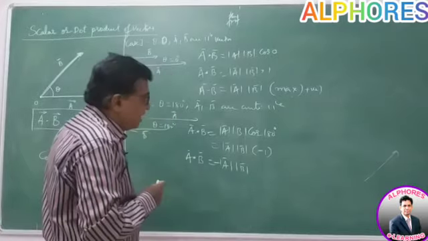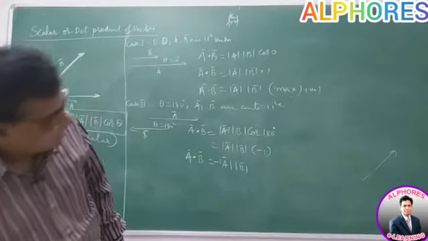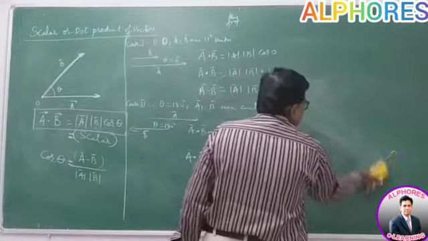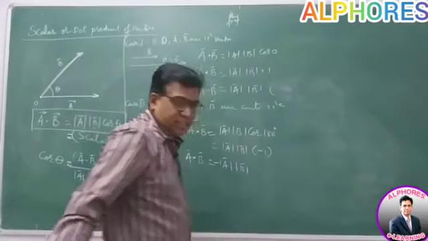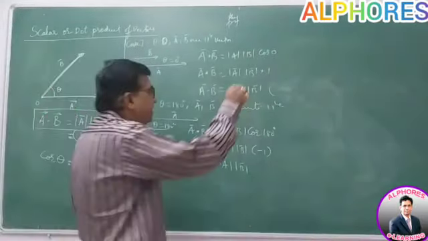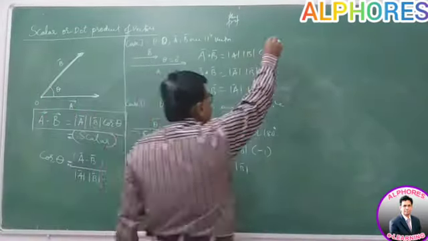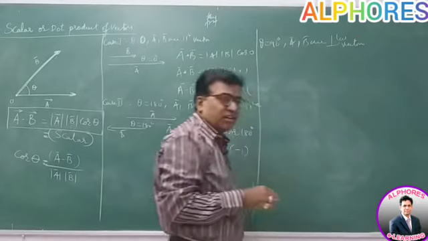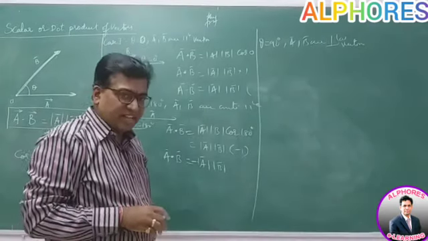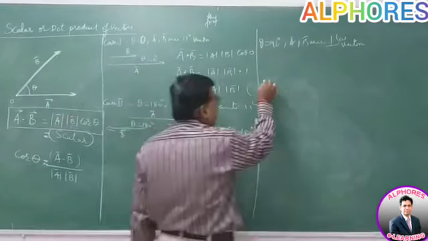Well, let us take the third one. Suppose I consider the angle theta to be 90 degrees. That is, A bar and B bar are perpendicular vectors, orthogonal vectors. Theta is 90, so A bar is like this and B bar is like this. Then what is the dot product?